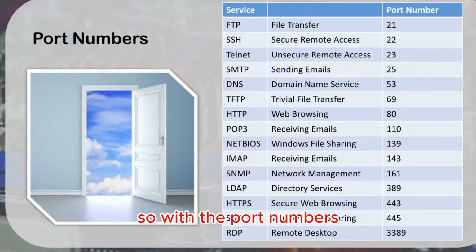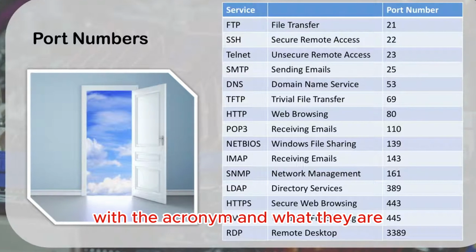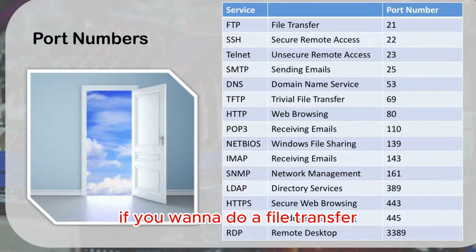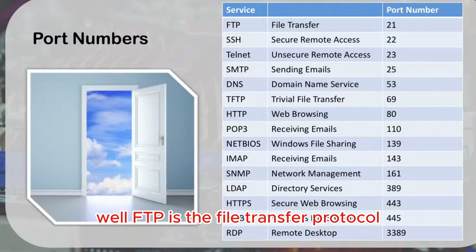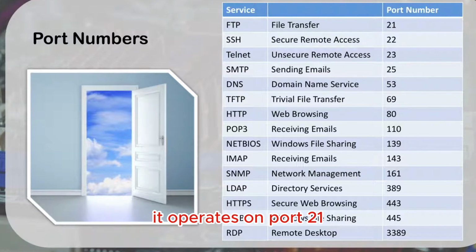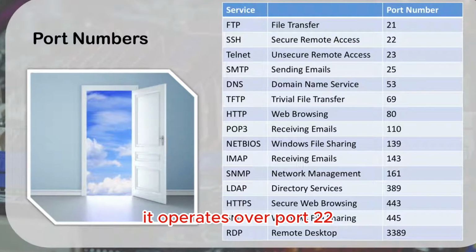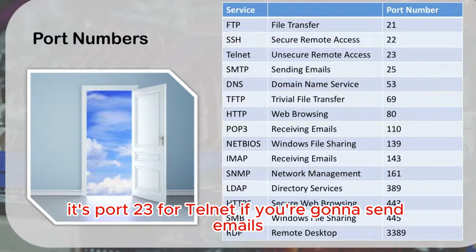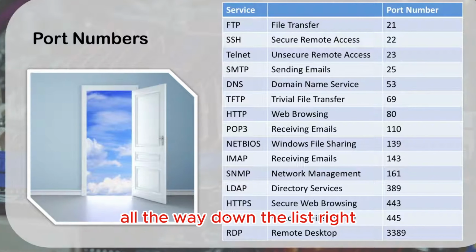With the port numbers, we have different services listed here with the acronym, what they are, and the port numbers. They may ask you on the exam, if you want to do a file transfer, what port would that happen over? Well, FTP is the File Transfer Protocol. It operates on port 21. If you wanted secure remote access, that's SSH, and it operates over port 22. If you want unsecured remote access, it's port 23 for Telnet. If you're going to send emails, it happens over port 25, and so on all the way down the list.